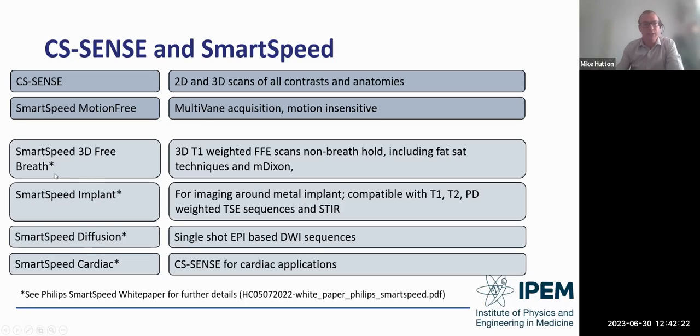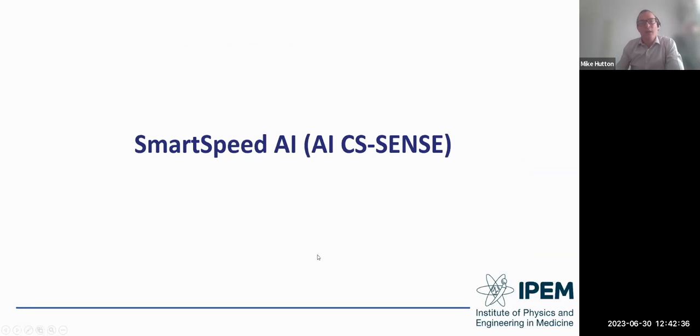These other techniques here, I've separated them off for a reason, because I'm not going to be talking about them today. And that's mainly because we have very limited or no user experience with these new techniques. But I refer you to the Philips website and the SmartSpeed white paper, where you can find out a bit more information on them if you're interested. And then the AI implementation from Philips is SmartSpeed AI, or AI CS SENSE as it's called on the scanner.